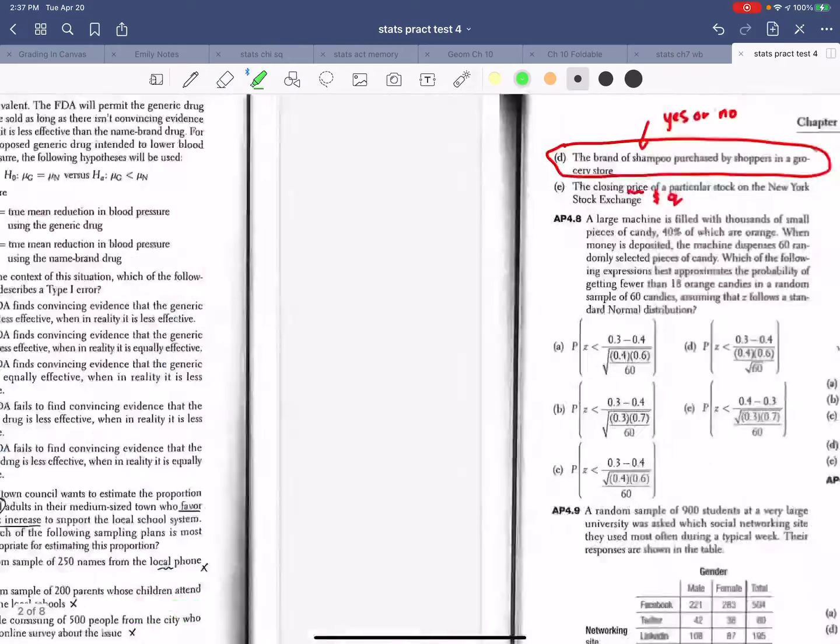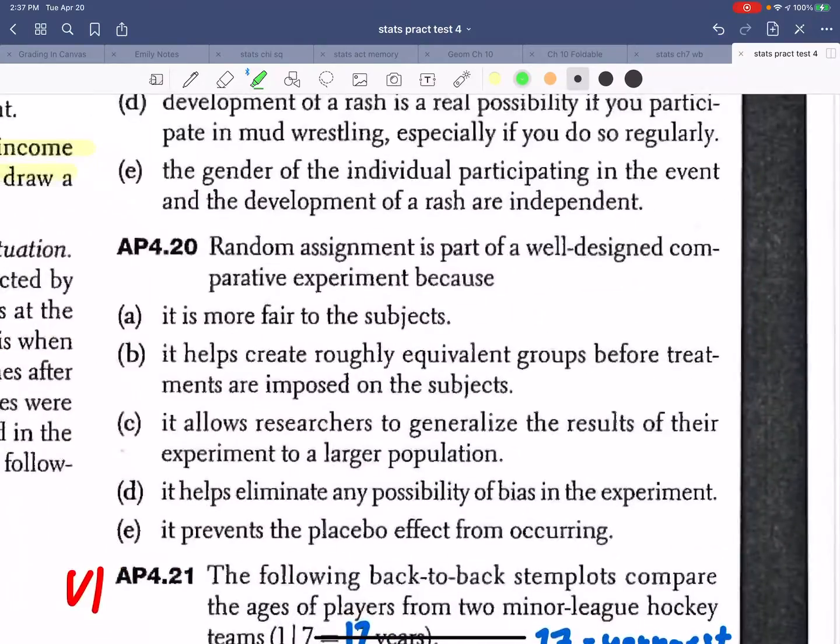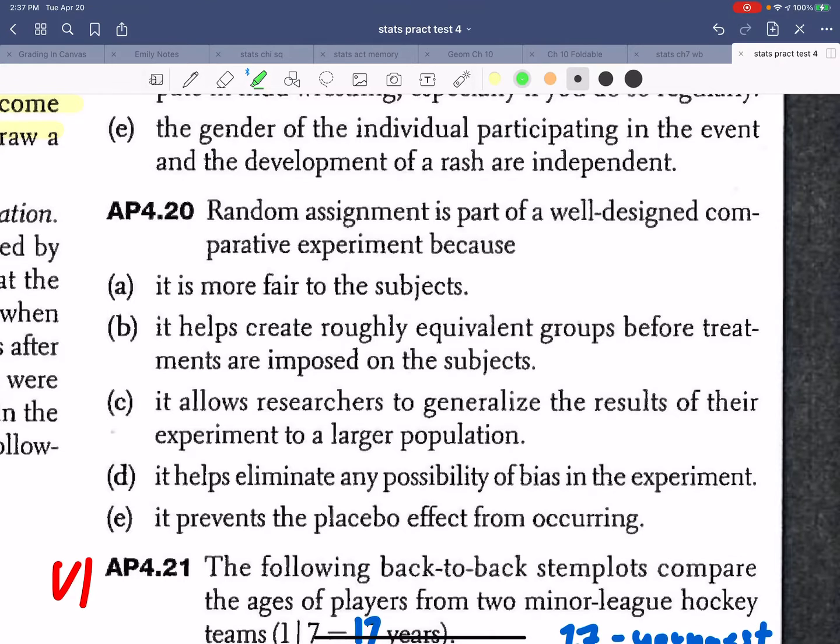All right, the next question that had to do with design was question number 20, so let's take a look. Random assignment is part of a well-designed comparative experiment because, okay, we're going to have a couple examples of this, but it should make sense. Let's say I was going to have 40 people, and it's an experiment because I'm going to make them take a pill. I'm going to make one group of 20 take the old pill to see if it works, and another group of 20 take the new pill. So I have to have random assignment here, or else that's going to mess everything up.